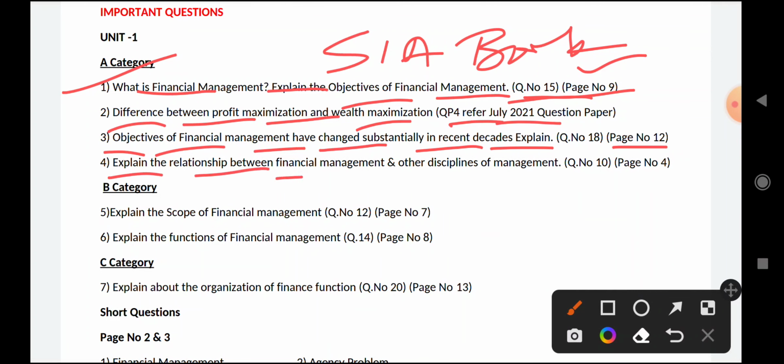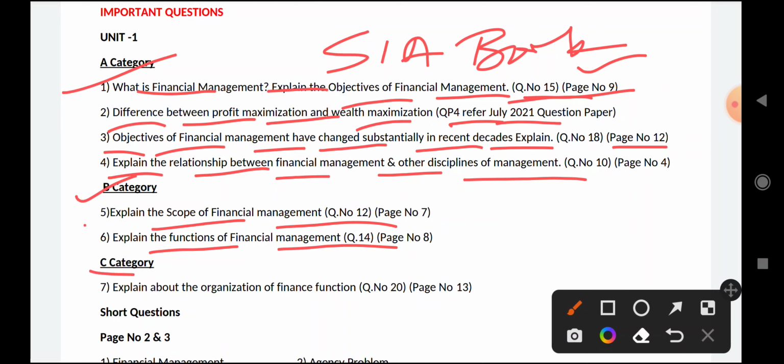Explain the relationship between financial management and other disciplines. These are the most repeated questions. And explain the scope of financial management, functions of financial management. These are 2 other questions you need to do under B category. And C category, explain about the organization of finance function. It is a procedure, so check it once.